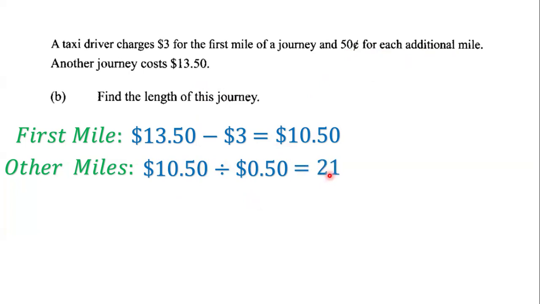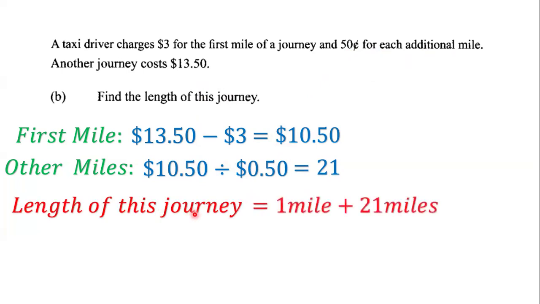And so that means that the length of his journey is going to be 1 mile, right? And that is accounted for by the $3, plus 21 miles, and that's accounted for by the $10.50. And so the total length of his journey is going to be 1 mile plus 21 miles, which is 22 miles. And that's the length of this journey.